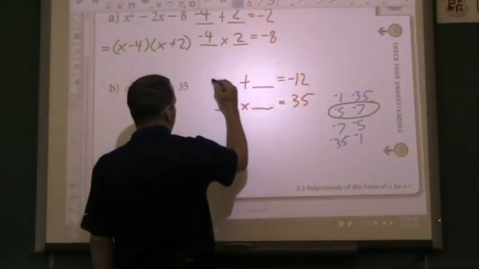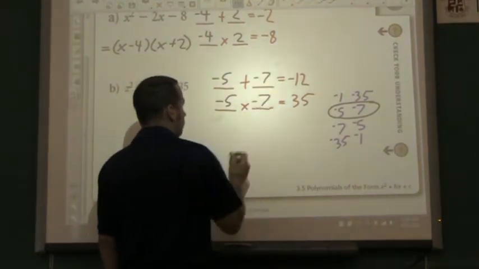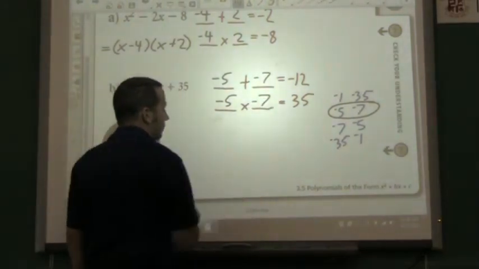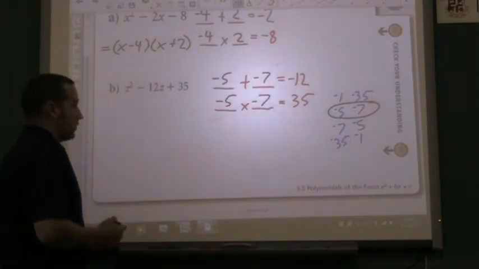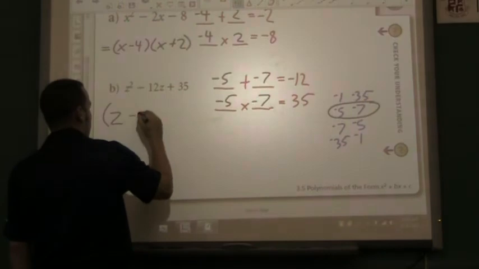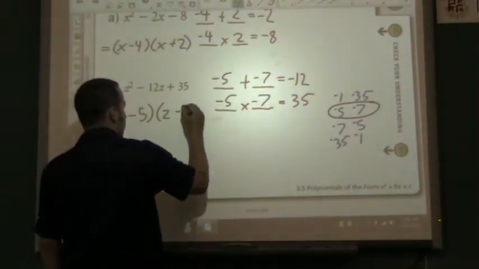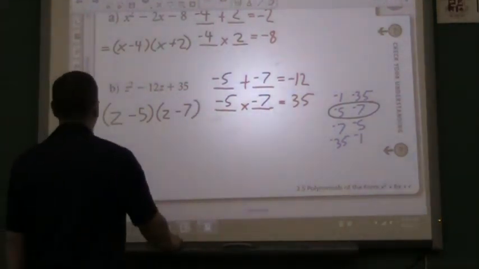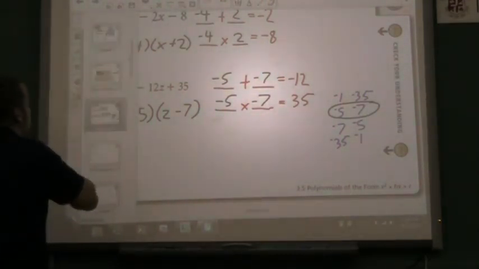So we fill it in, negative 5 and negative 7. We check to make sure that it works. Negative 5 plus negative 7 does give me negative 12. Negative 5 times negative 7 does give me positive 35. So then my answer is z minus 5 onto a z minus 7. So there's my answer. Copy that down, or you can pause the video.